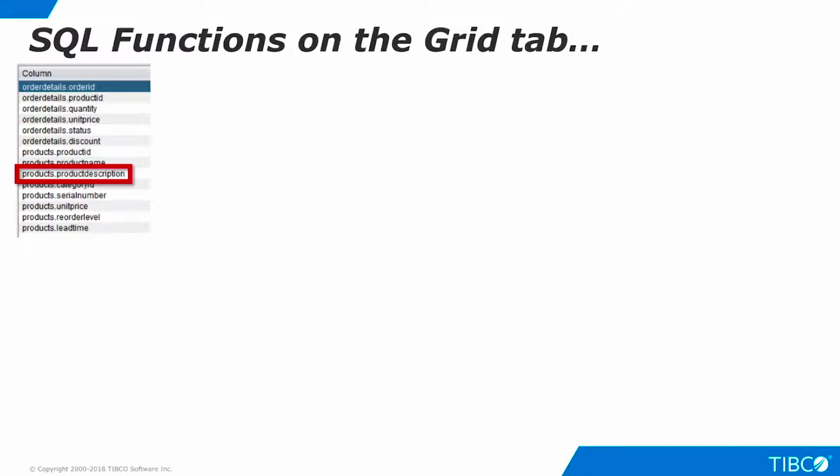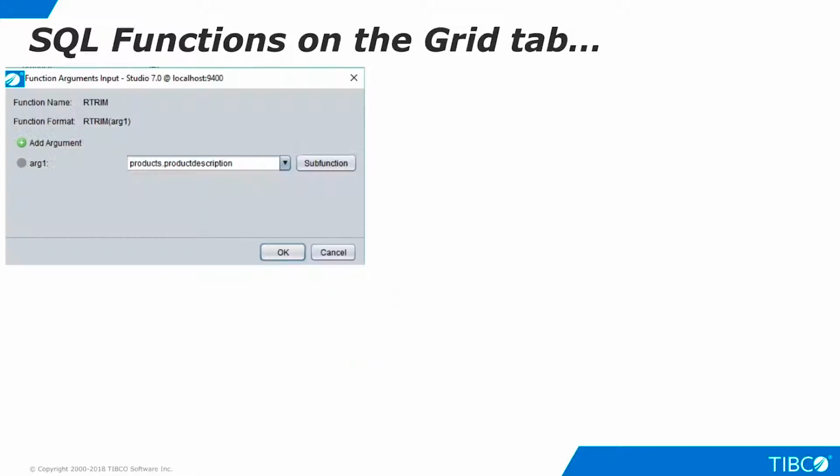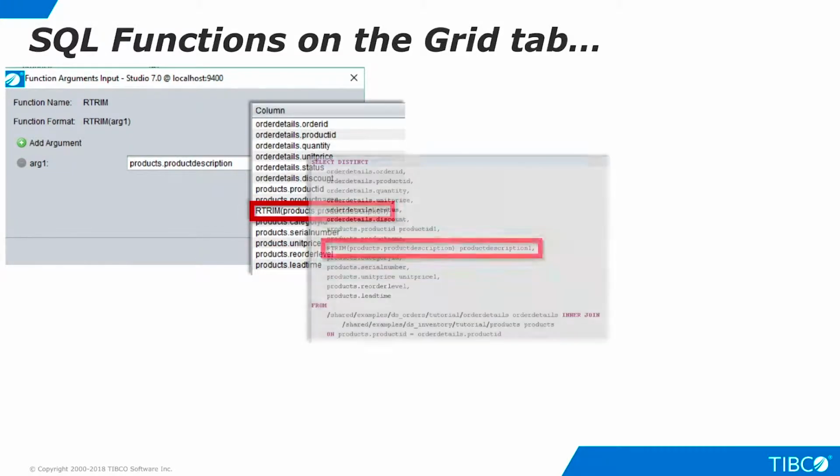Right-click the Product Description column and hover over Function. As you can see, a large number of SQL functions are available, divided into several different categories. Let's trim any white space from the right of the Product Description column. Hover over Character and select rtrim. The editor lets us work with function parameters. In the case of rtrim, we don't need to add anything. Click OK. The function is added to the projection, and of course to the generated SQL as well.